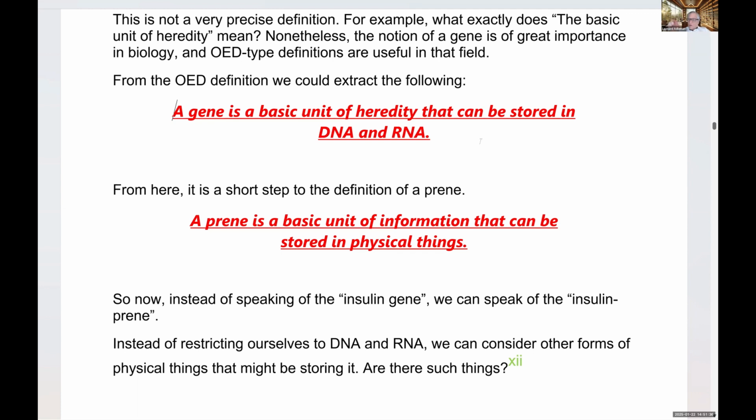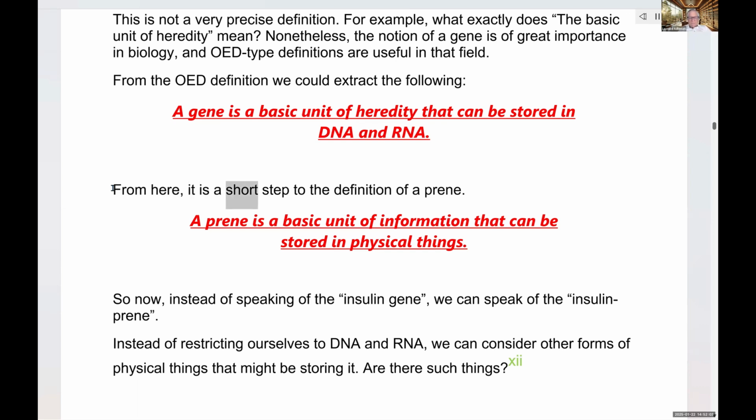It's an immaterial thing that can be stored in certain physical things, DNA and RNA. Now, this may seem just like mathematical games I'm playing, but it's important. All right. So a gene is not physical, but it has places it can be stored in physical things. So let's move on to the next definition.